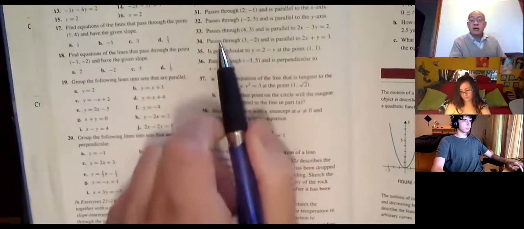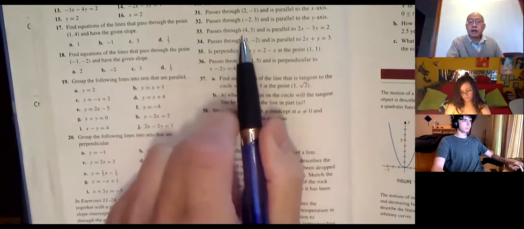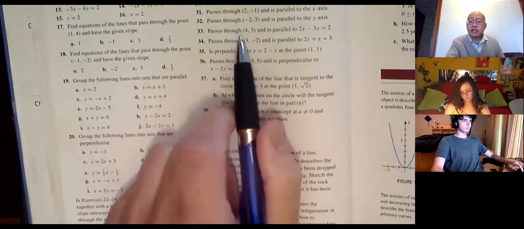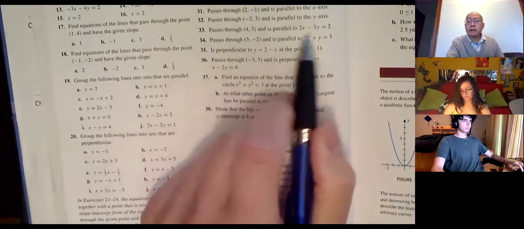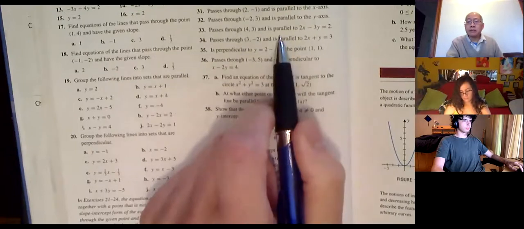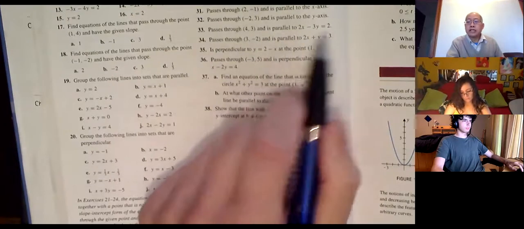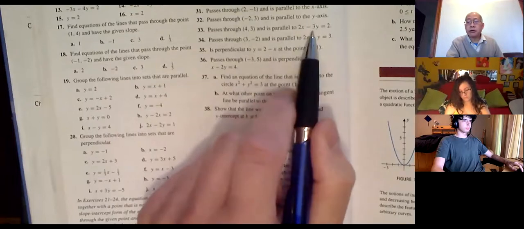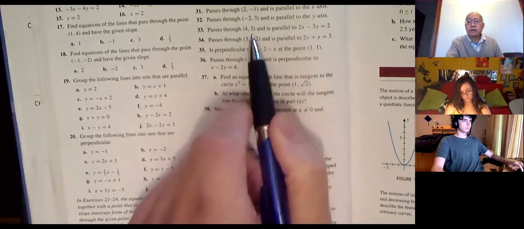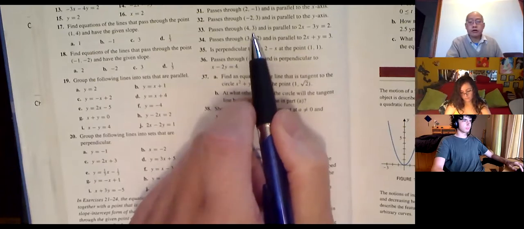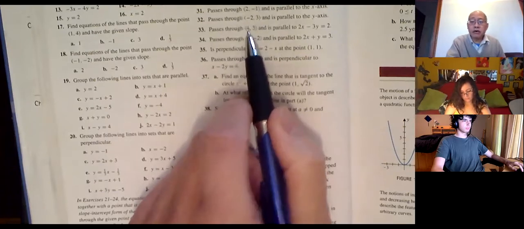All right, 33. It passes through 4, 3. Once they give you that, that's your x1, y1 that you can plug in. Okay, parallel to blah, blah, blah. All right, so you know parallel means same slope. So I just have to figure out the slope of this by solving for y, making it look like y equals mx plus b. I'll use that slope and this point and throw it into the point-slope form. So this is already my x1, y1. Now I've got to figure out the slope.